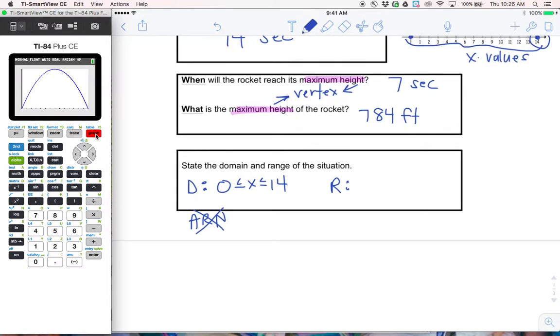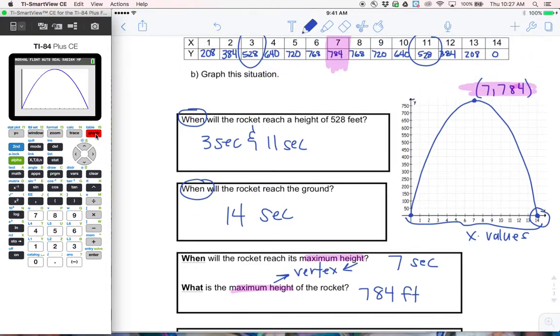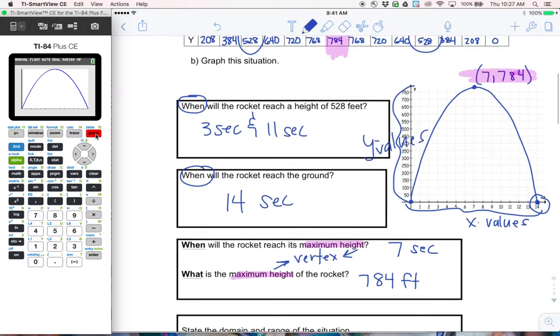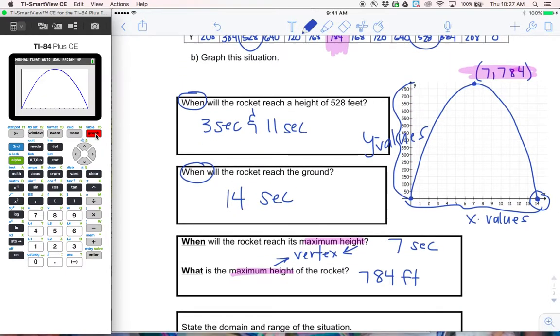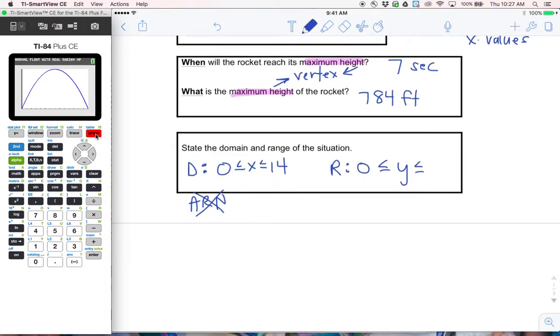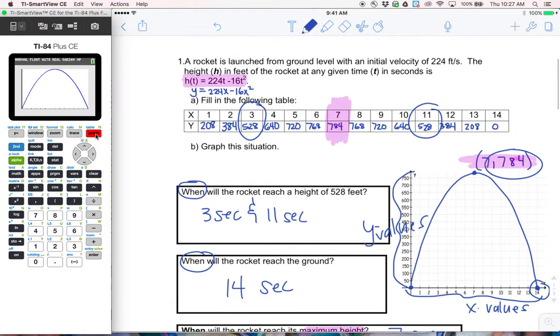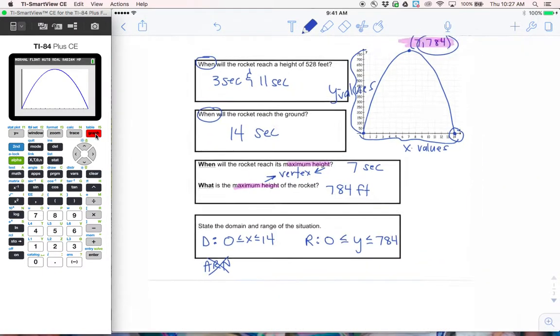My range looks like my highest point is way up here. My lowest point is way down here. So my y values are going from 0, from the ground, all the way up to 784 feet. That was the highest, 784. You could have also looked at the table and just looked for the smallest and the greatest values there.